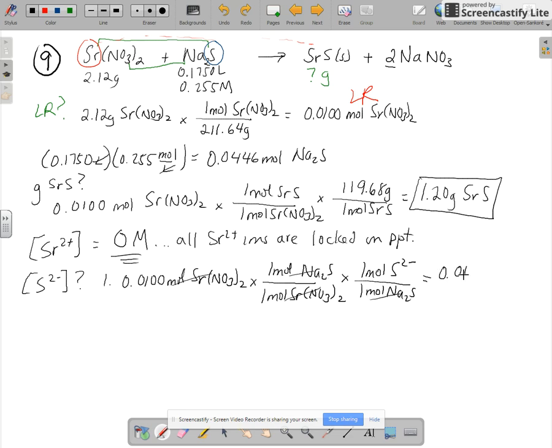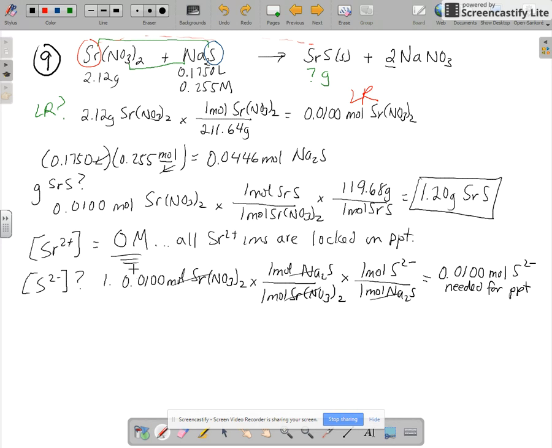I would need 0.001 moles of sulfide ions to react with the 0.0100 moles of strontium ions. So that's how many moles of sulfide ions would be needed for the precipitate. And please, I'm telling you, the more you label your numbers so that you can follow what you're doing, this is all just going to be common sense and make sense.